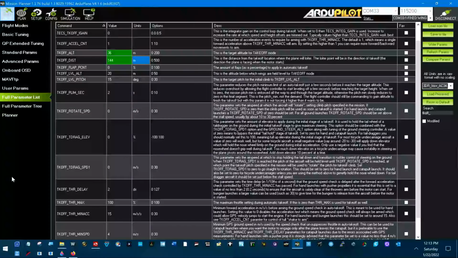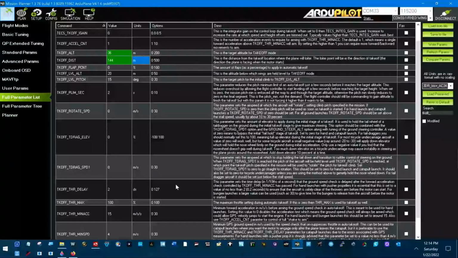This is the Nano Talon, by the way. So my takeoff throttle max down here is 100, which was another change I made. So there's my new calculations. Second thoughts on auto takeoff, and I think this is going to work much better for me. So this will get the Nano Talon completely ready to fly again.